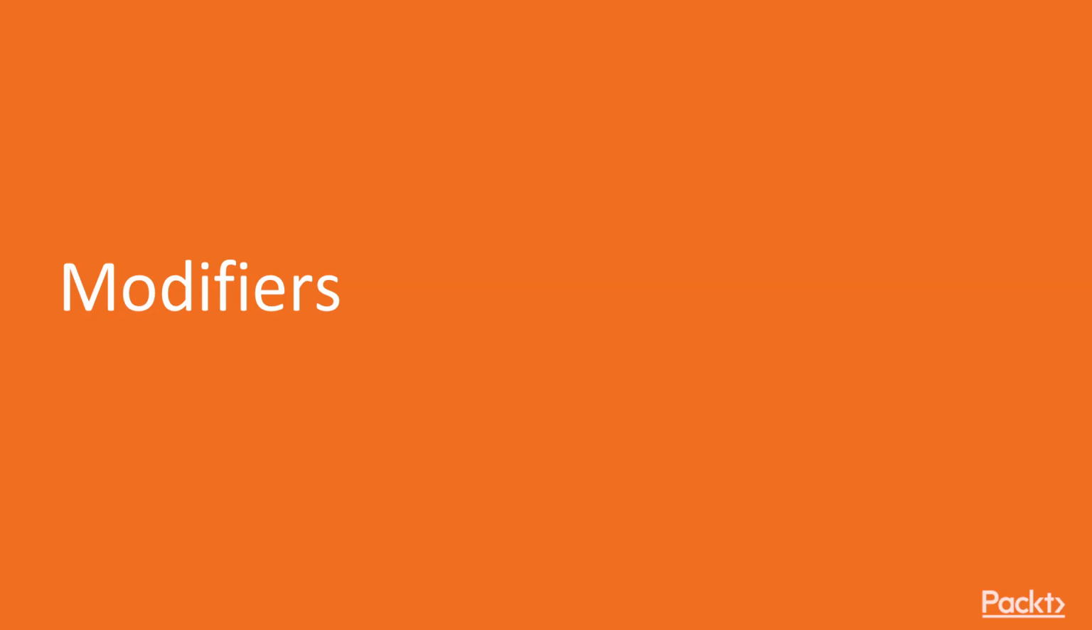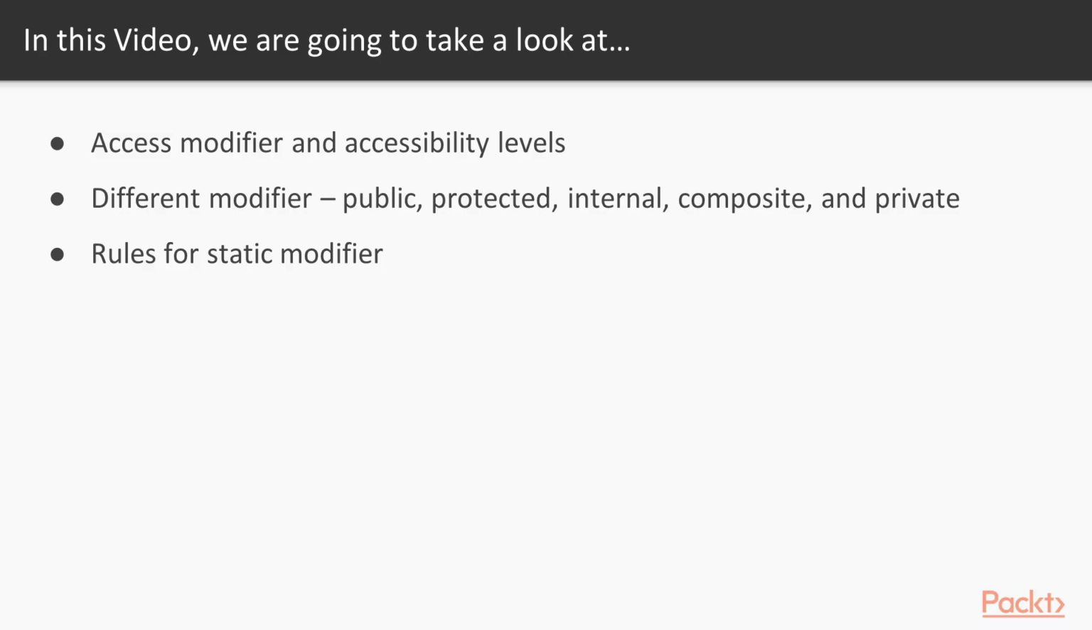Now, we move on to the first video of this section that deals with modifiers. In this video, we're going to take a look at access modifier and accessibility levels. We will also see different modifiers, that is public, protected, internal, composite, and private. We will also see rules for static modifier.